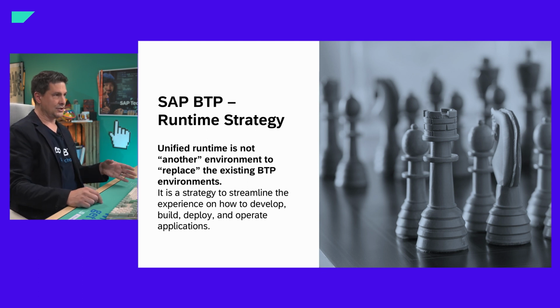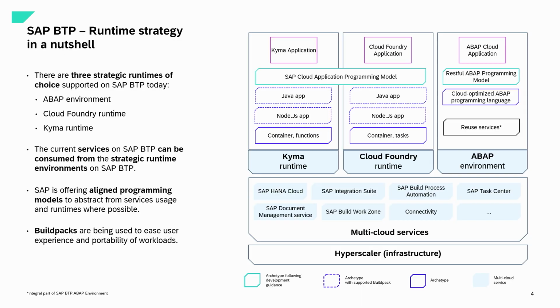It's really a strategy that we're talking about here, where we really want to find a way to provide you the best way to work with BTP. So let's have a look at the strategy and what the key principles of the strategy are. First of all, it's really important to understand that we defined 3 strategic runtimes on BTP currently. On the one hand side, of course, the ABAP environment. We have the Cloud Foundry runtime, and we have our Kyma runtime, right?